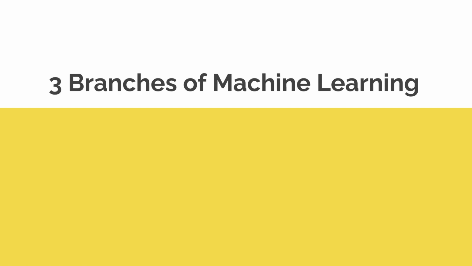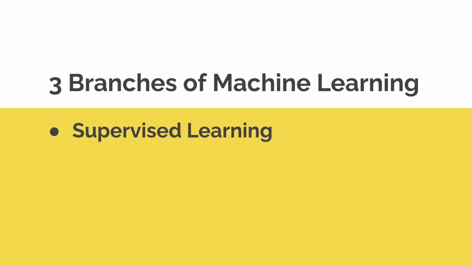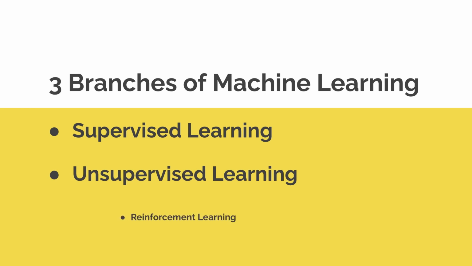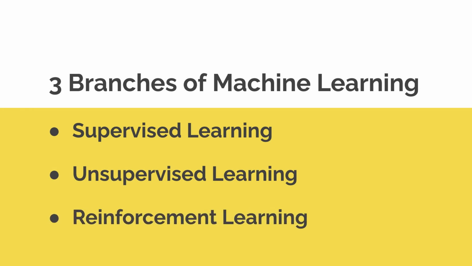Let's talk about the three branches of machine learning. Machine learning is an umbrella that contains three branches. First, supervised learning. Next, unsupervised learning. And third, reinforcement learning. Supervised learning is where you feed your machine learning model labeled data.